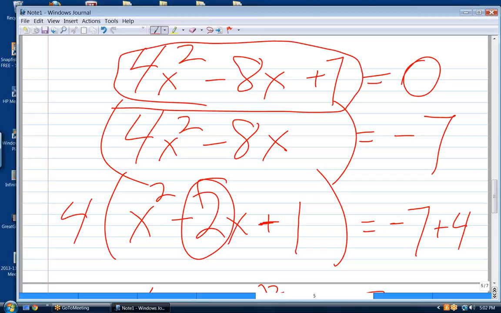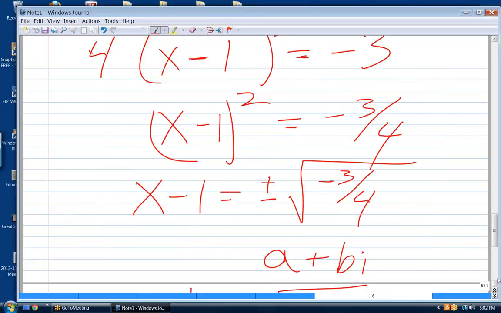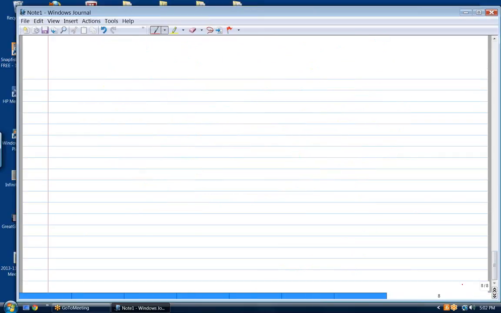You've had imaginary numbers, right? Yes. This year? Okay. The only tricky part of this was factoring out that 4. So now let me give you a really hard one.